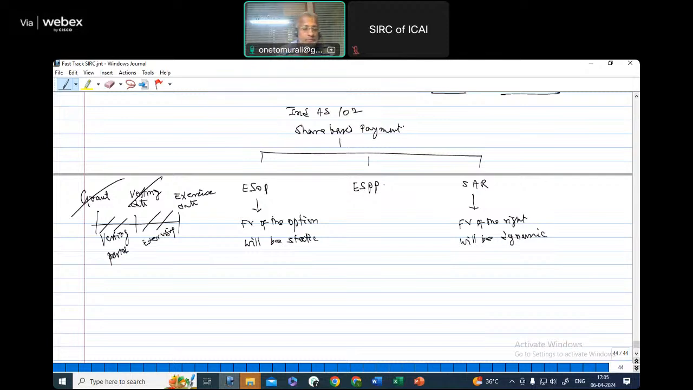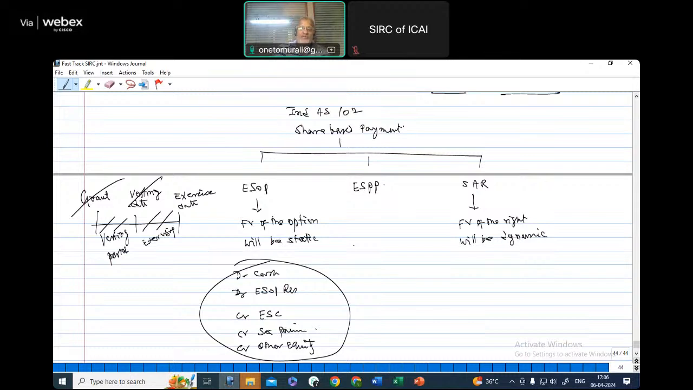Let me repeat. At the time when it is exercised, debit cash, debit ESOP reserve account, credit equity capital, credit securities premium, and credit other equity for the amount excessively taken to ESOP reserve, which can no longer continue to be there; that will be taken to other equity. This is the scheme of journal entry that we are expected to pass.